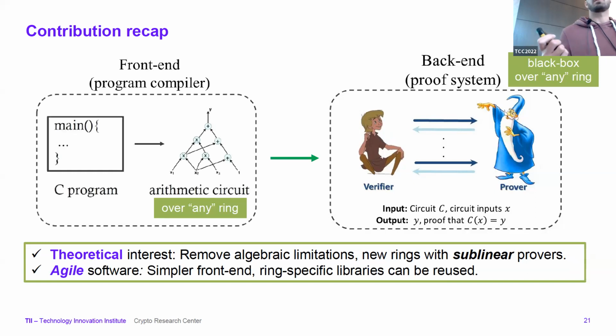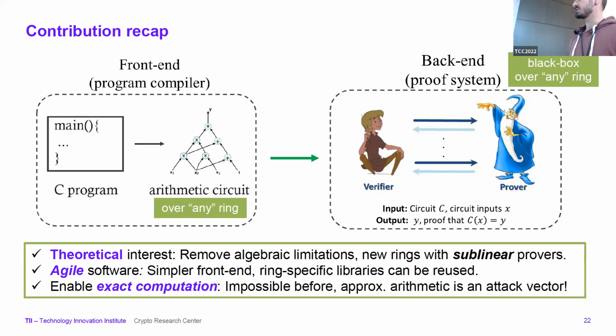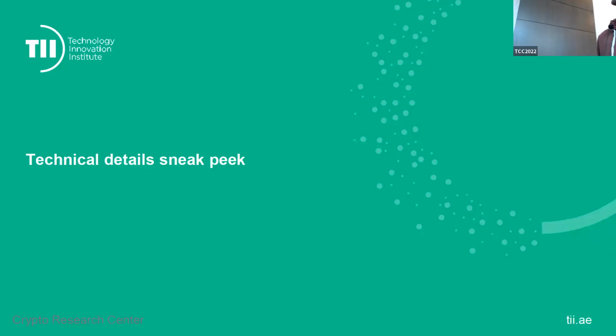In practice, this is also interesting because when you have a very flexible backend, you get a very flexible front end. If I, for example, have some problem in robotics and I need to use quaternions, now I can simply compile to a circuit over the quaternions, and I can reuse software, and in practice these things matter. And as I said, now we can do exact computation, which was impossible before and has some pitfalls doing approximate. Cool. Okay, so I'm going to tell you a little bit about the technical details.